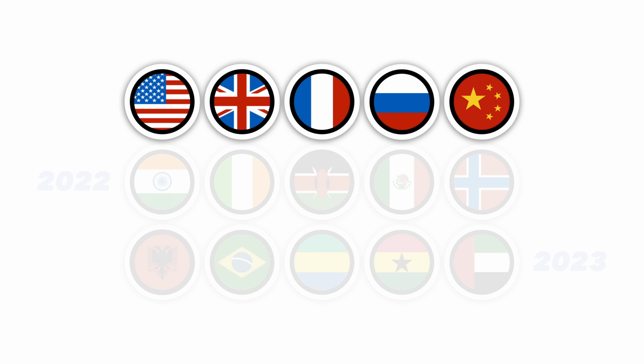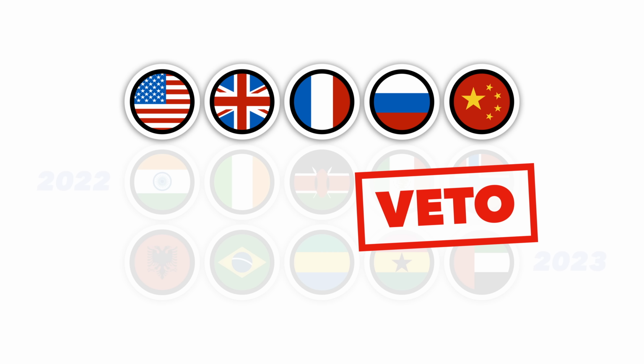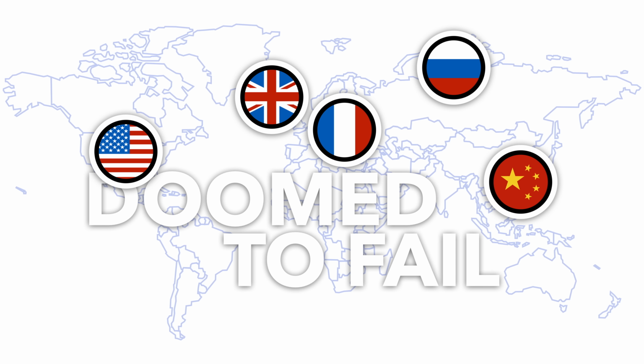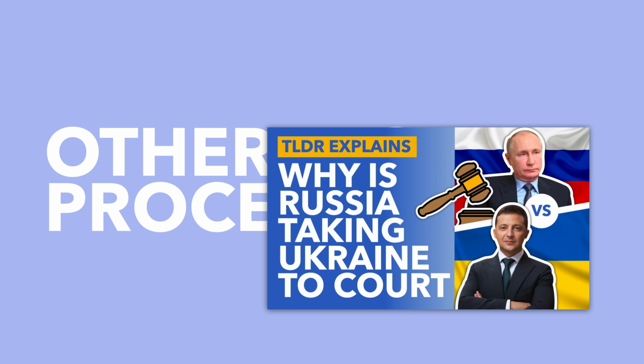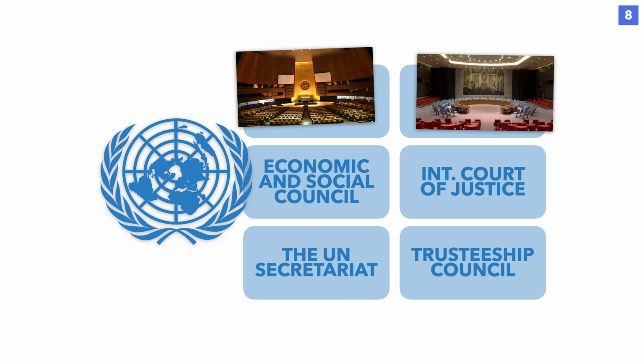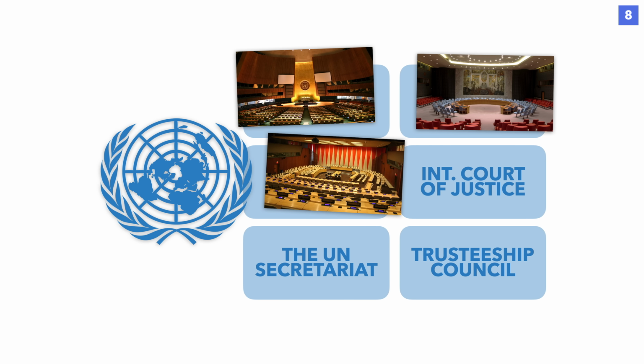However, the 5 permanent members each have a veto over any proposal before the Council, so matters affecting any of the 5 are generally doomed to fail, leaving affected states to resort to customary international law to solve their disputes. Moving to more peaceful matters, we come to the Economic and Social Council.